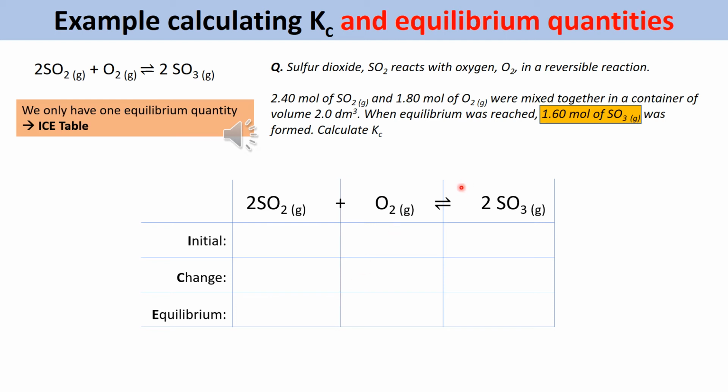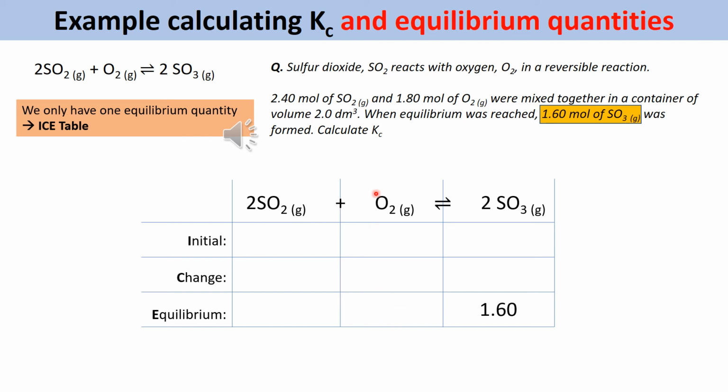And now what we've got to do is start putting in values into this I.C.E. table. So let's start off. Do we know any equilibrium quantities? Well, yes, we know one. We know the quantity of our product, SO3, at equilibrium, because you can see here it says when equilibrium was reached, we had that much sulfur trioxide. So I'm going to put that value of 1.6 in here. So I know that I have 1.6 moles of sulfur trioxide at equilibrium, but I don't know how many moles of sulfur dioxide I have or how many moles of oxygen I have. So at the moment I cannot calculate Kc.